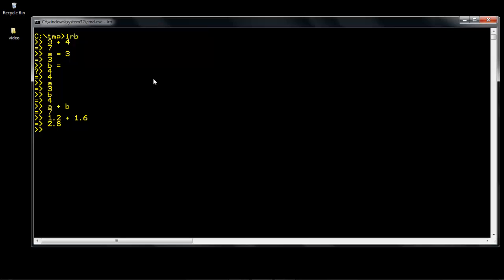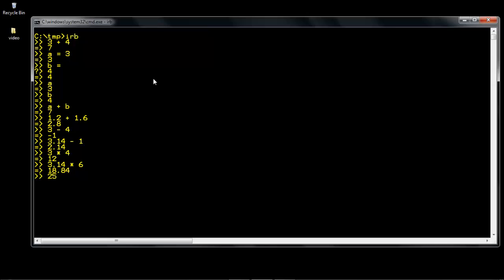Now the subtraction operator is pretty straightforward as well. 3 minus 4, you get negative 1. 3.14 minus 1, I get 2.14. The multiplication operator, we do not use x, we do not use the multiplication sign which we have always been using since primary school. We use the asterisk. 3.14 times 6. Okay, the division operator is something interesting, something special.